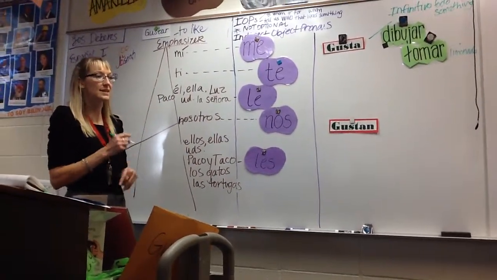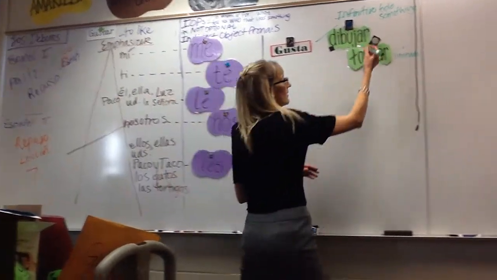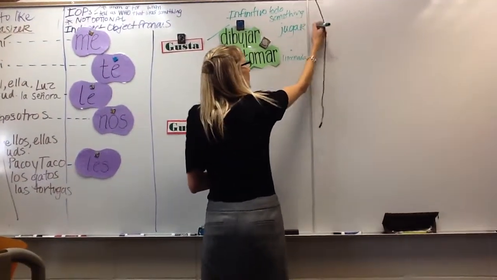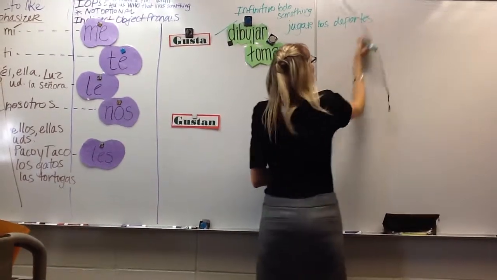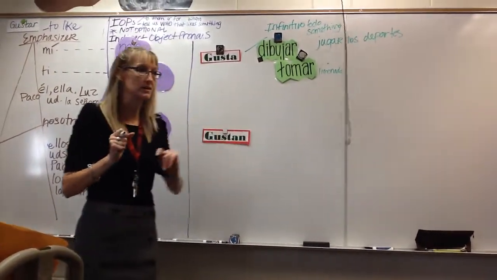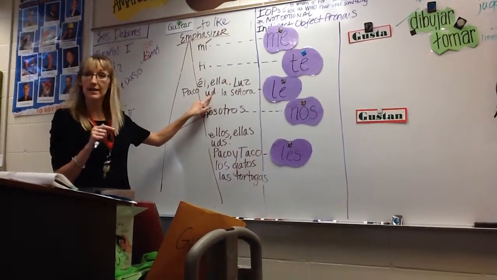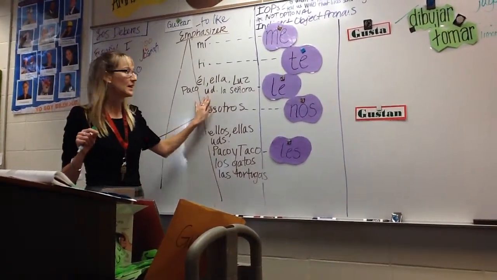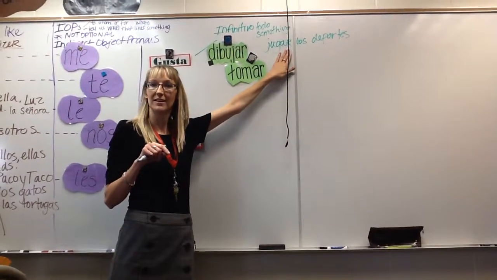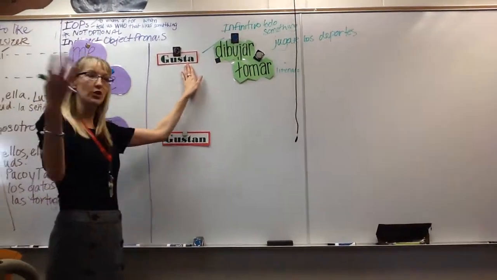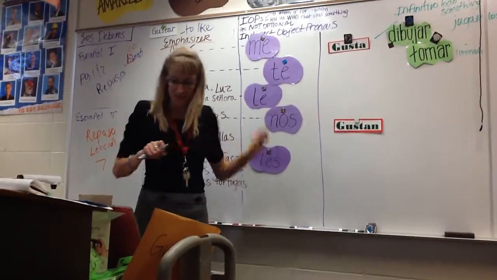Okay, Juan, ¿qué te gusta hacer? What do you like to do? ¿Qué te gusta hacer? I like to do sports. Okay, so we have jugar. Repite todos, jugar. Jugar deportes. And actually we should say los deportes. Okay, jugar los deportes, to play sports, okay? All right, so if it's Juan we're talking about, we're going to start with a Juan, right? A Juan, which pronoun? Le gusta jugar los deportes. To play sports is enjoyable to whom? To him. Muy bien, to him.